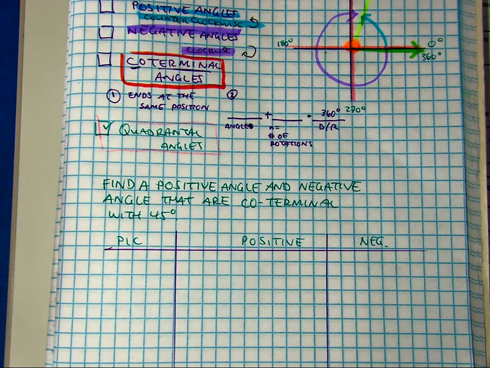Josh, read for us. Find the positive angle and negative angle that are coterminal with the 45 degrees.